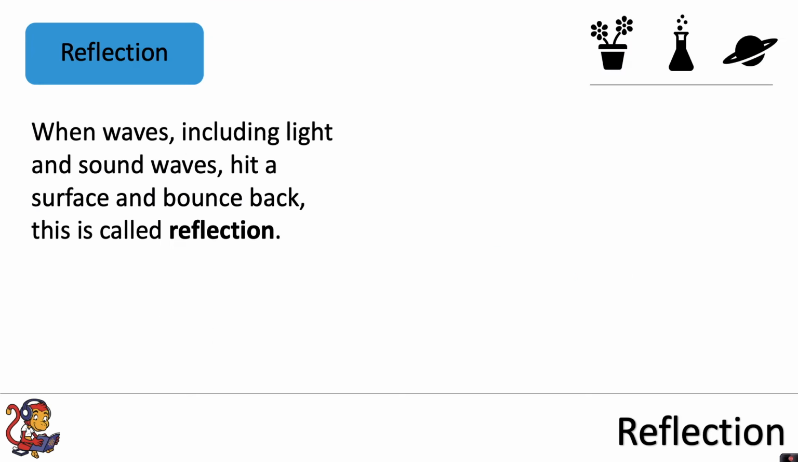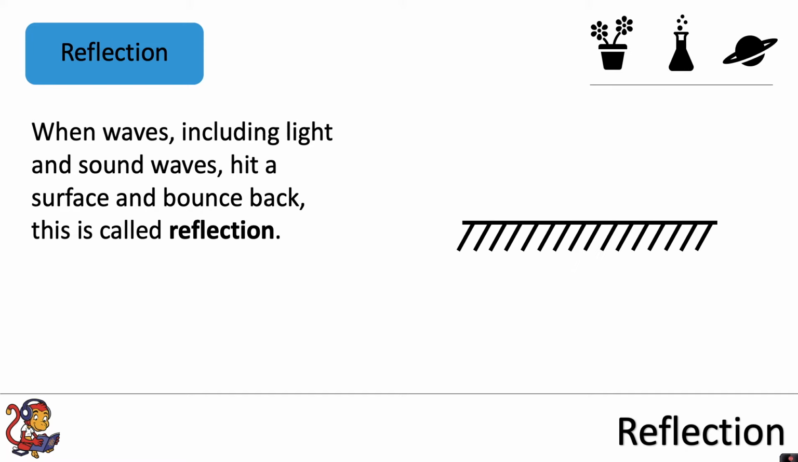When waves, including light and sound waves, hit a surface and bounce back, this is called reflection. So here we've got a mirror. We can have a light ray coming in, hitting the surface and bouncing back again, and this is called reflection.